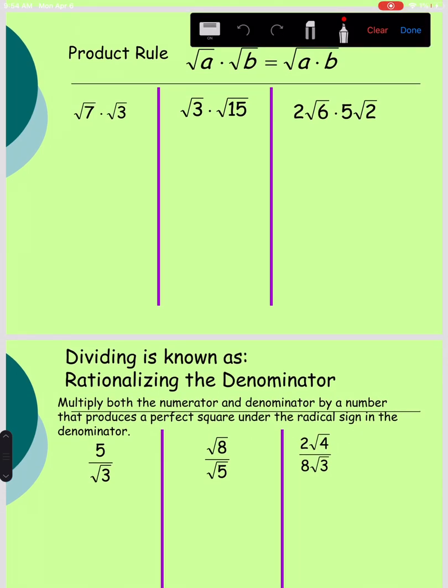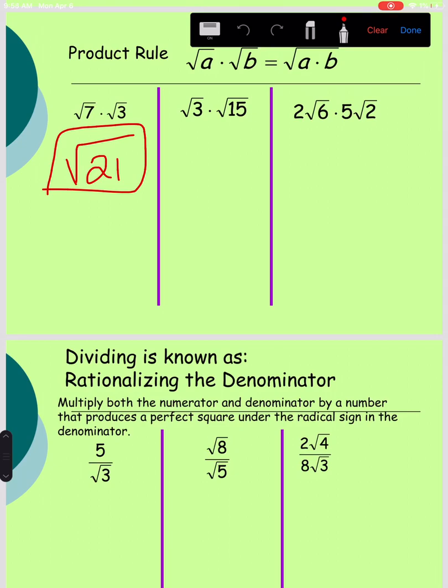So the square root of 7 times the square root of 3, I would multiply the 7 and the 3 to get square root of 21. And then I would check to see, are there any perfect squares that go into 21? There are not, so my final answer is just the square root of 21.